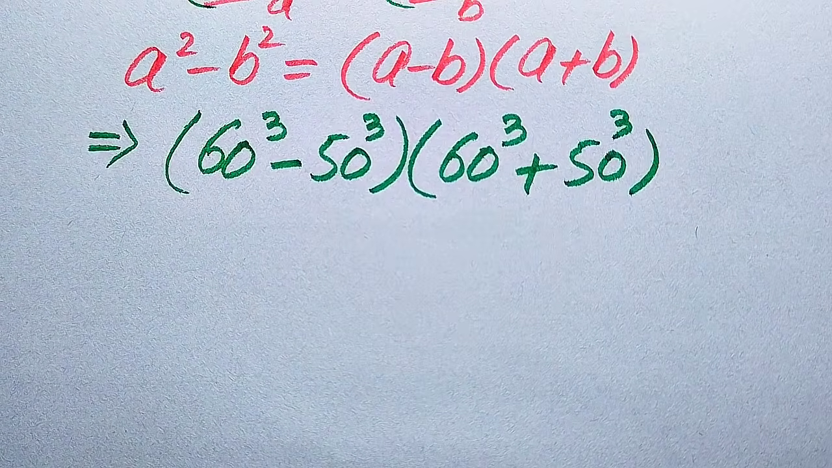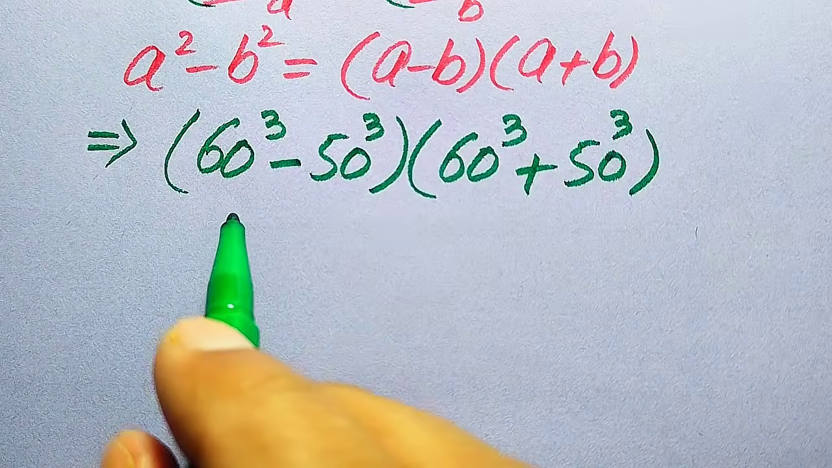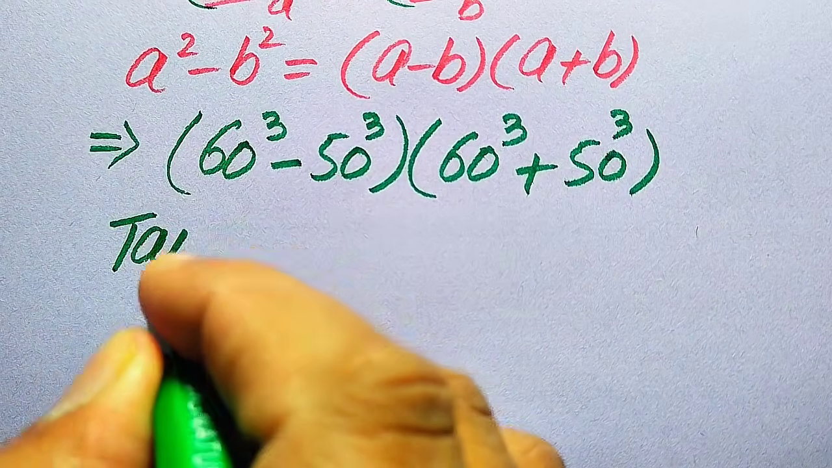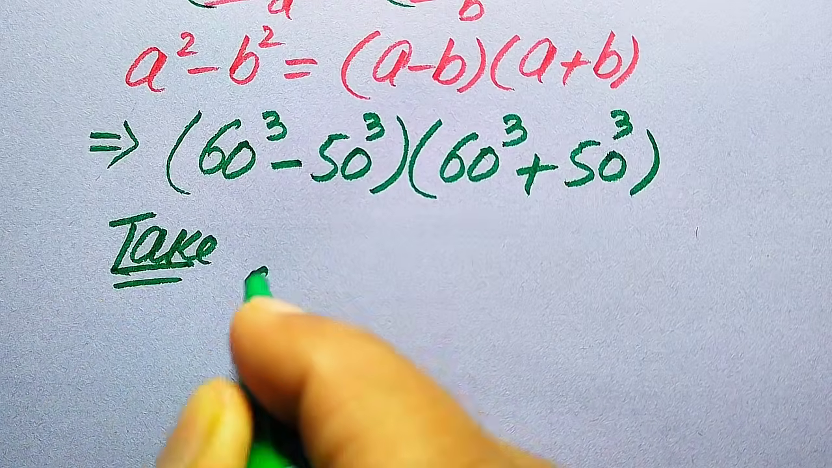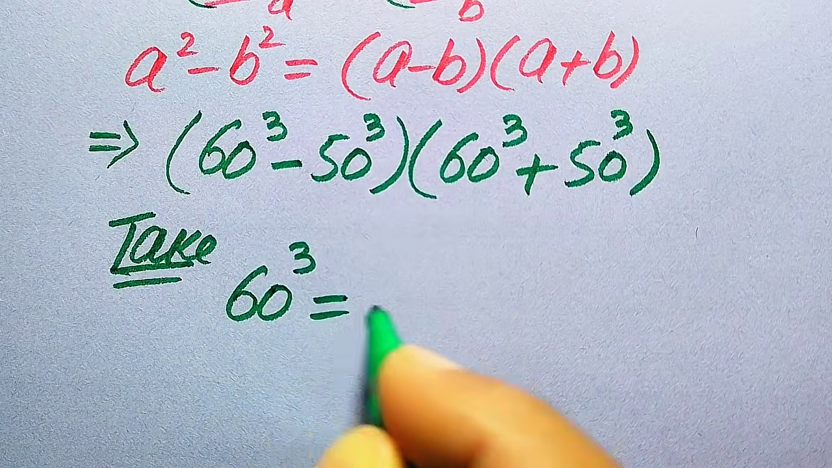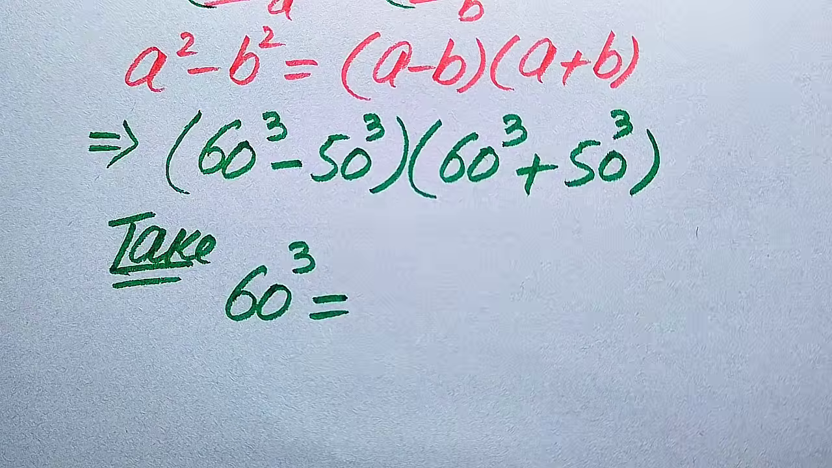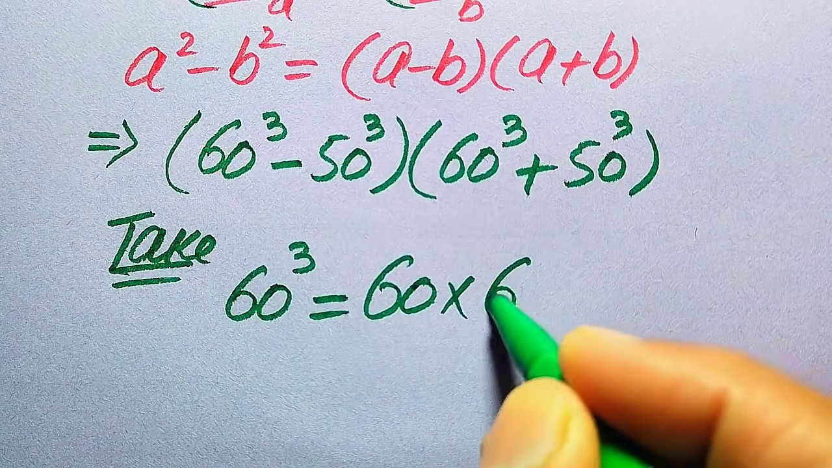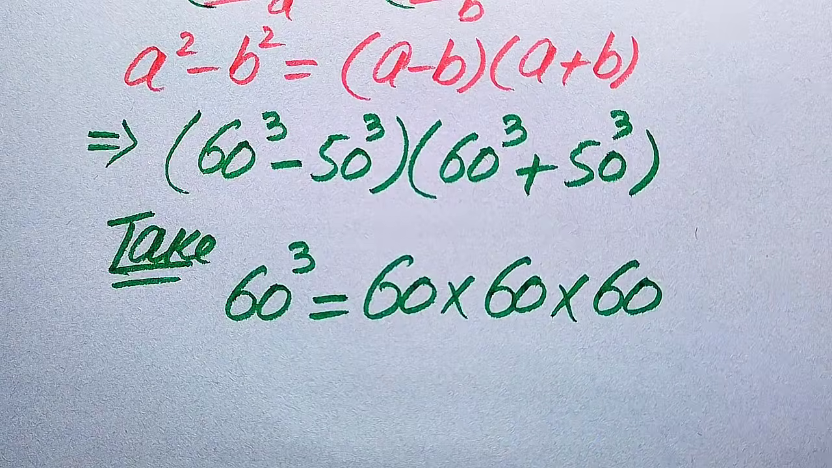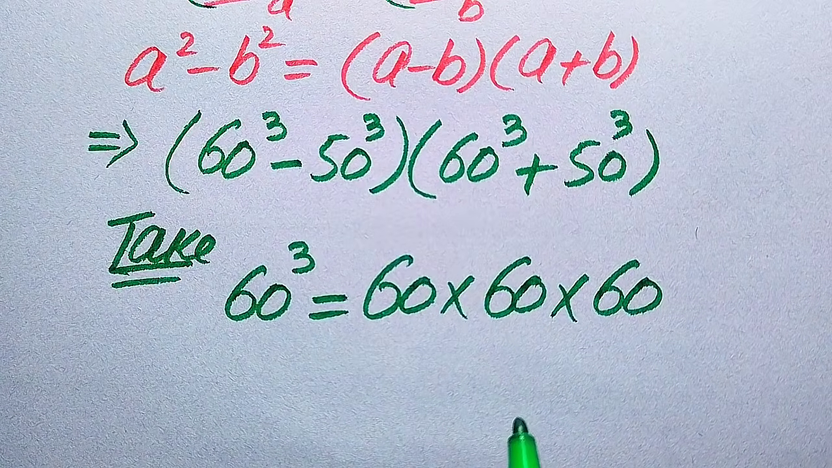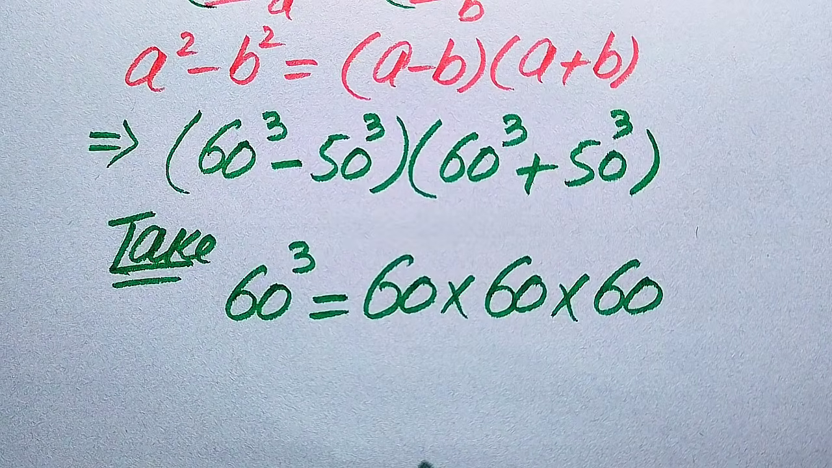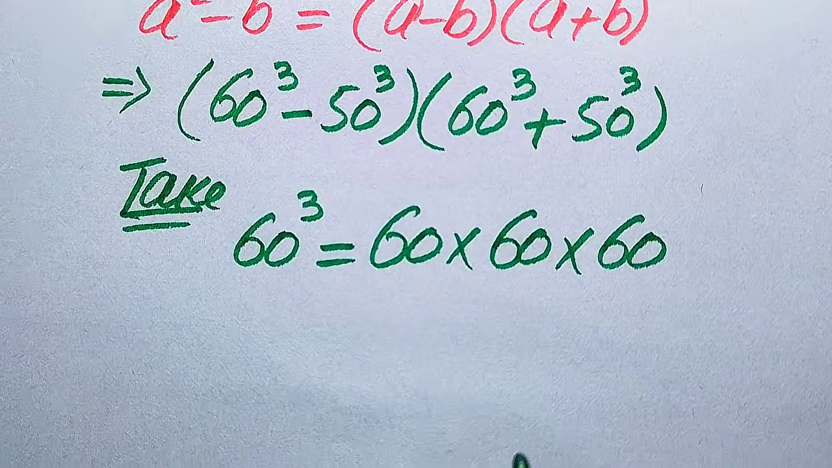Further, in the next step, our target is to find the value of 60 cubed as well as 50 cubed. The meaning of 60 cubed is that we multiply 60 three times. In this way, we need to do all of these multiplications. These are big multiplications, but a calculator is not allowed in this problem, so we need to do all of these steps here.